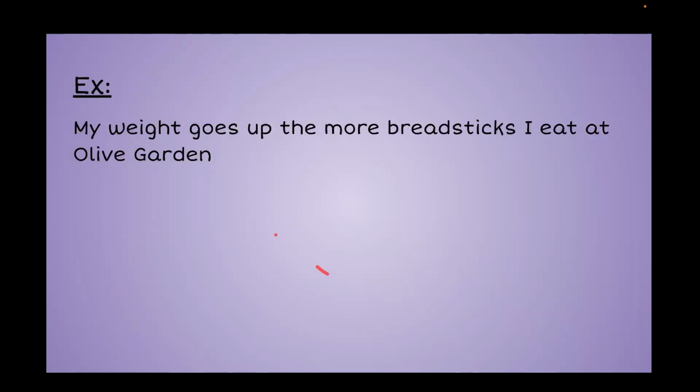Another example is, my weight goes up the more breadsticks I eat at Olive Garden. This one, once again, first thing is to identify the variables. The 2 things that vary here you might notice are going to be your weight and also the number of breadsticks. So your 2 variables are weight and the number of breadsticks.